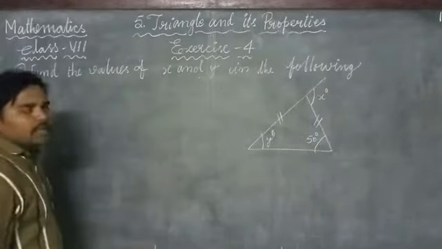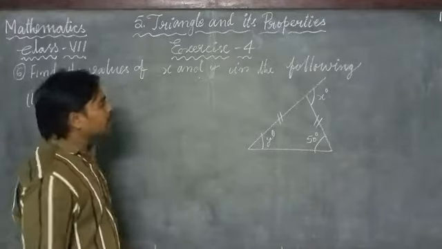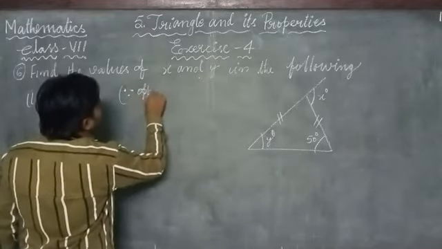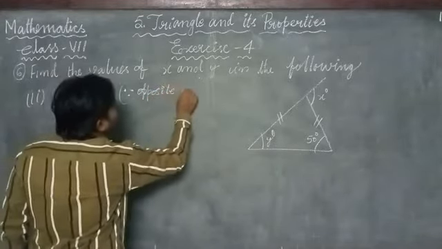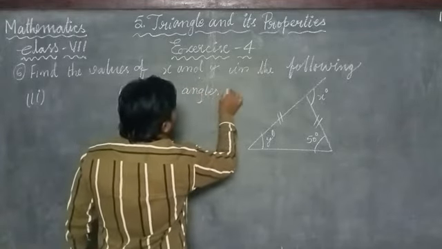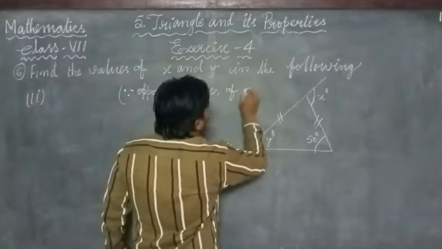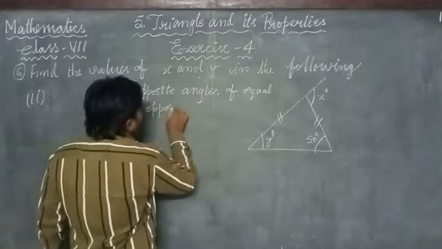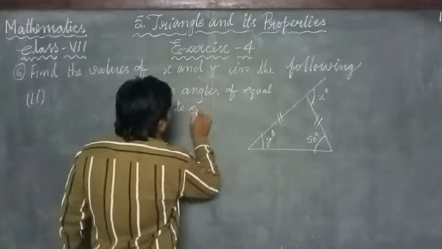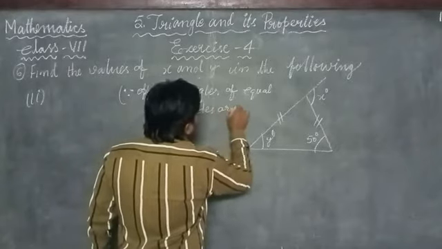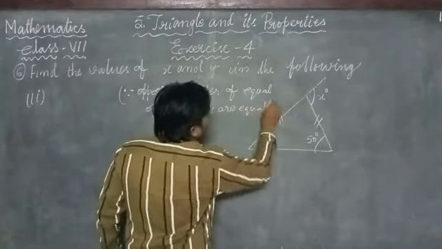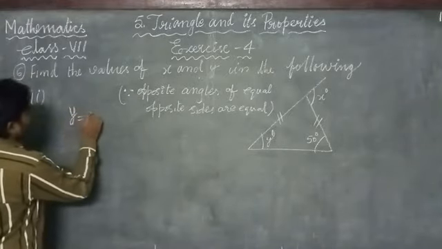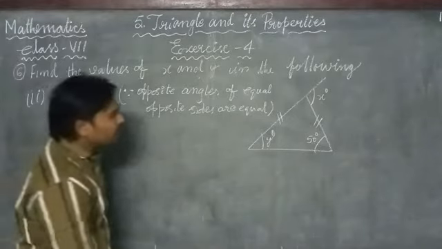This is also an isosceles triangle. So from the property that opposite angles of equal opposite sides are equal in the isosceles triangle, from this property we can write angle y equals 50 degrees. Angle y equals 50 degrees.